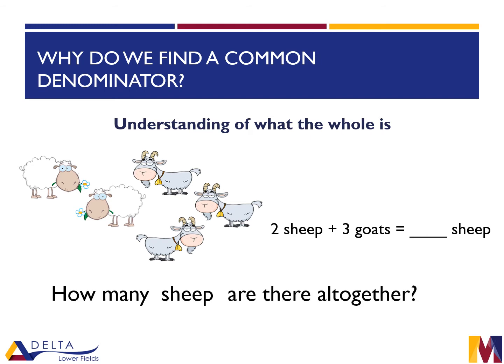Well, there are 2. Let's think about this differently. Instead of saying sheep, how about we have 2 sheep plus 3 goats is how many animals? How many animals are there altogether? So we're unitising, we're taking all of those different things and we're giving them a different group. So we're saying that they are all animals. They are all the same thing in that particular way, and that's related.